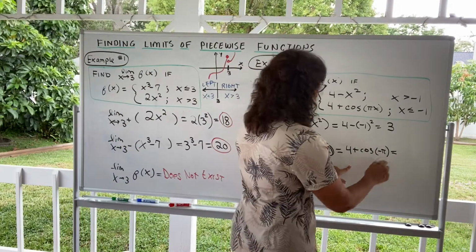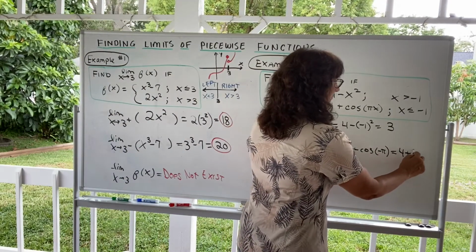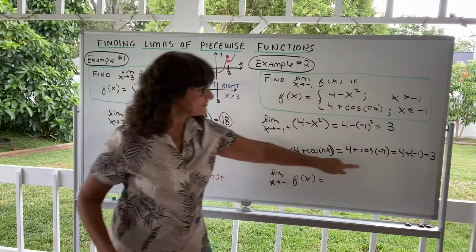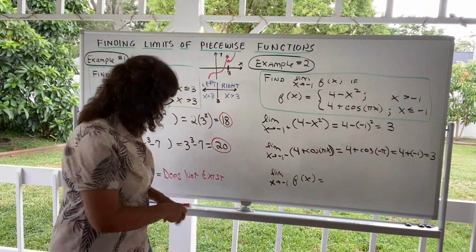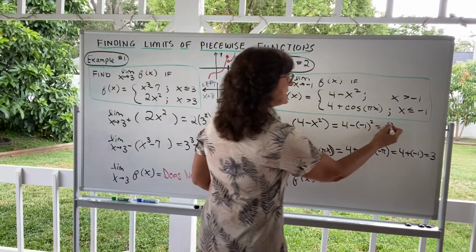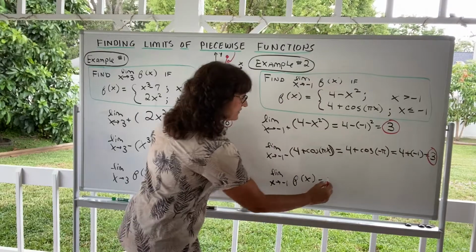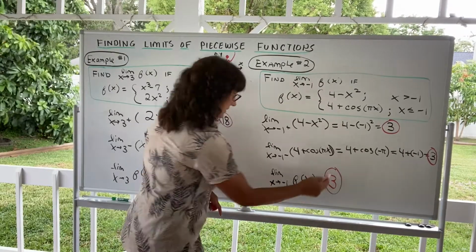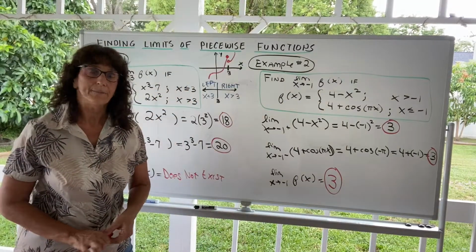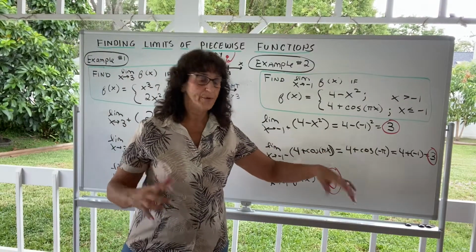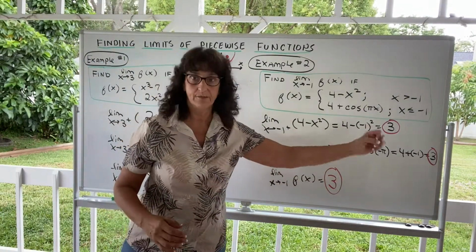So this is going to give us 4 plus -1, so we have 3. So the limit from the left is also 3. The limit from the right is 3, the limit from the left is 3. So what is the limit of our function? Well, the limit of this function is going to be 3, because we took the limit from the right, computed it, got 3. We took the limit from the left, computed it, and we got 3.